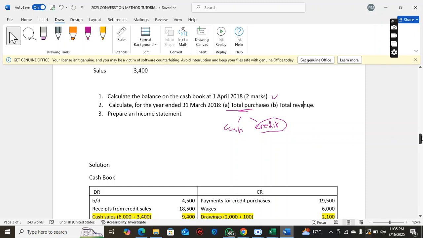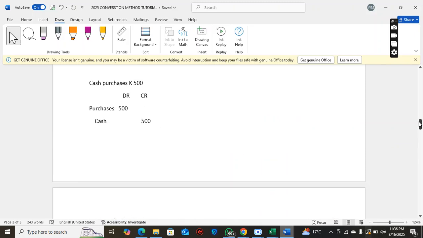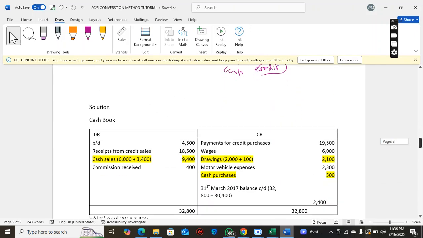So yes, the receivables. Okay, it's good you have actually brought that up. Yes, it's actually good you brought that up.